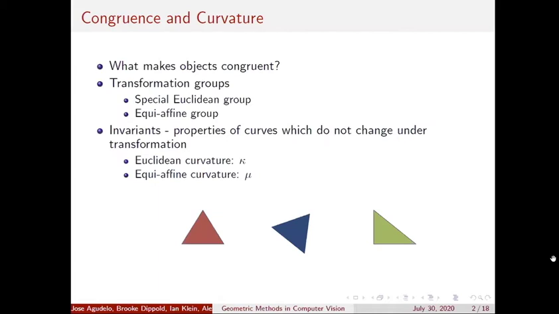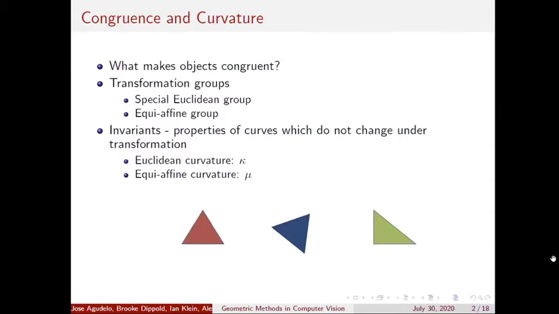Motivated by applications in automated assembly, handwriting recognition, and classification of arm movements, we studied what makes objects congruent. We studied specifically what transformations define congruence in the special Euclidean group and the equiaffine group. The special Euclidean group uses rotations and translations. You can see the red and blue triangles are congruent under the special Euclidean group.